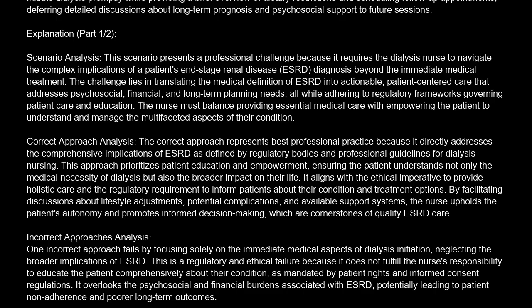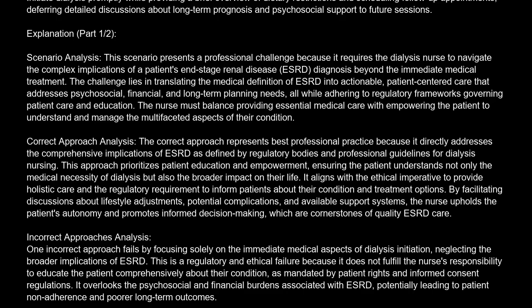It aligns with the ethical imperative to provide holistic care and the regulatory requirement to inform patients about their condition and treatment options. By facilitating discussions about lifestyle adjustments, potential complications, and available support systems, the nurse upholds the patient's autonomy and promotes informed decision-making, which are cornerstones of quality ESRD care.